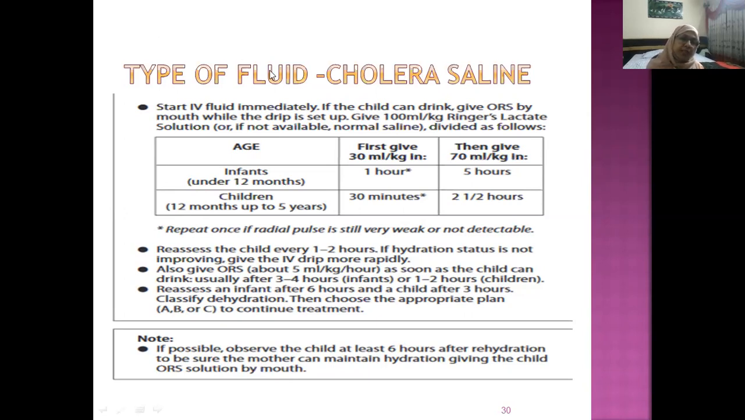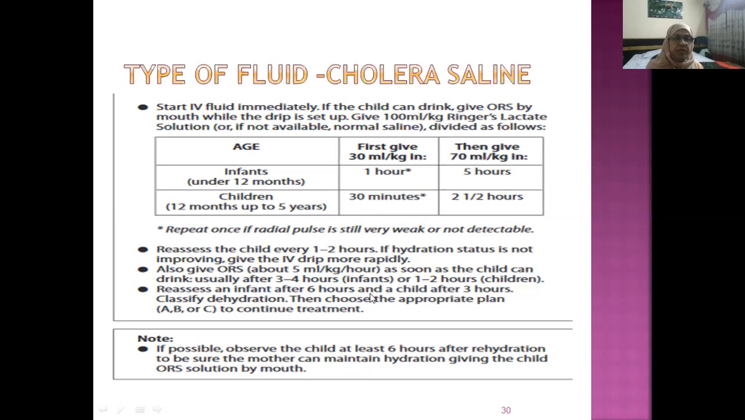And you have to reassess every 1 to 2 hourly. If hydration status is not improving, give the IV drip more rapidly. Also give ORS 5 ml per kg per hour as soon as the child can drink. Usually it takes about 2 to 4 hours in infants, 1 to 2 hours in children. You can start the ORS even after having IV fluid.